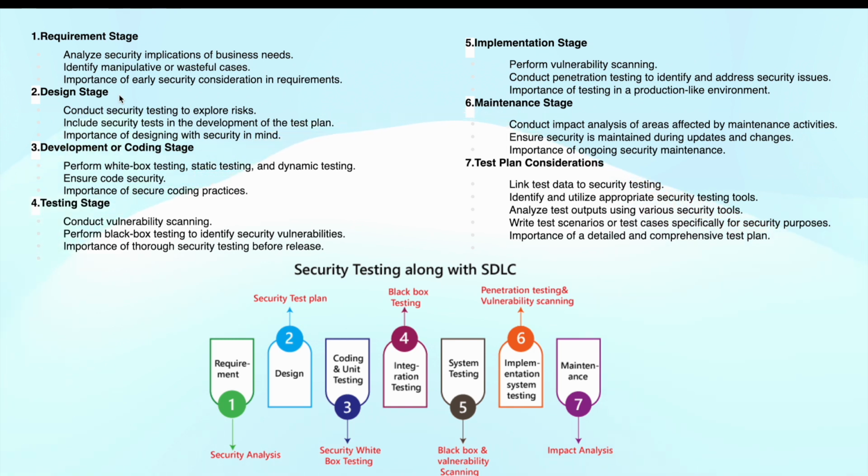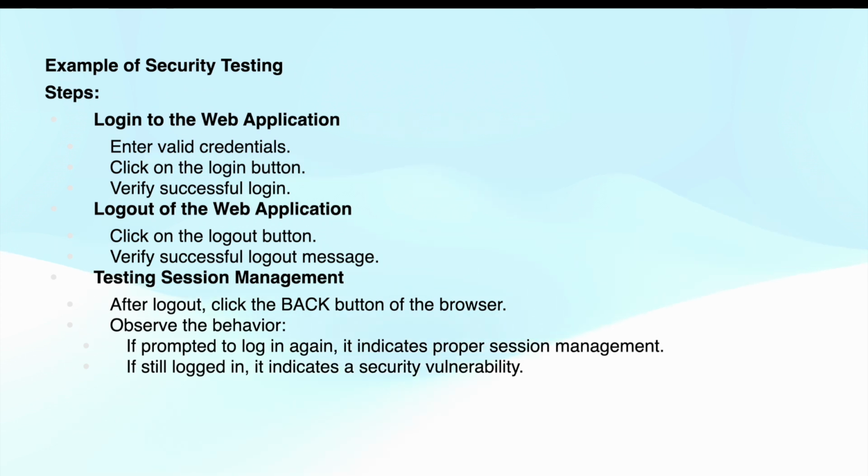Additionally, the test plan should include the following: link test data to security testing, identify and utilize appropriate security testing tools, analyze test output using various security tools, and write test scenarios or test cases specifically for security purposes. This approach ensures that security is considered at each stage of the SDLC, helping to identify and mitigate security vulnerabilities early in the development process. So this is an example of security testing.